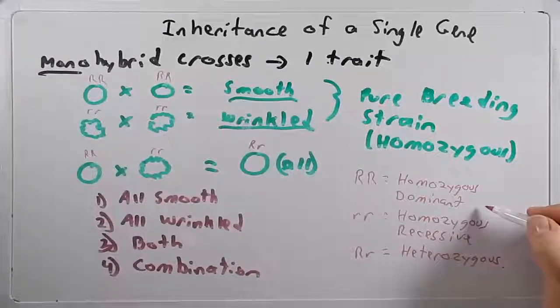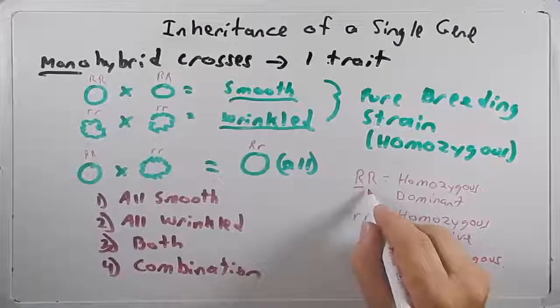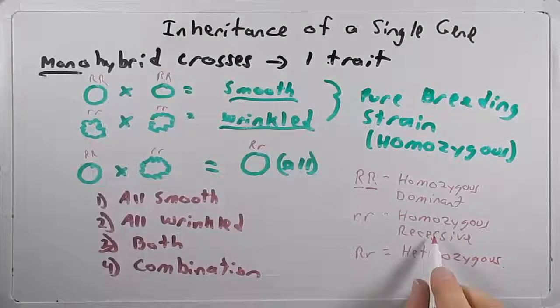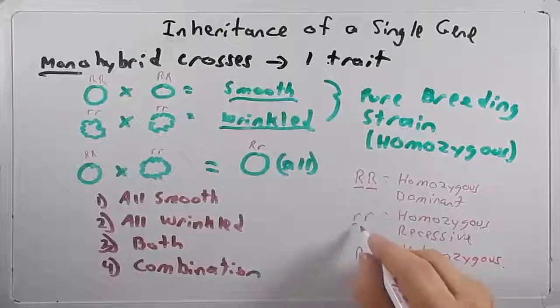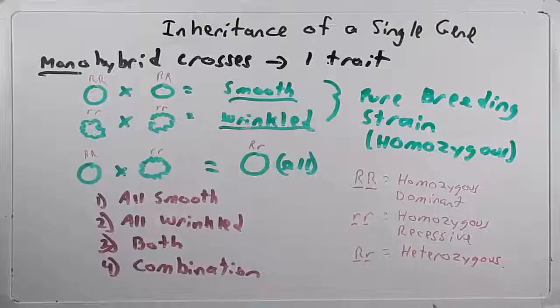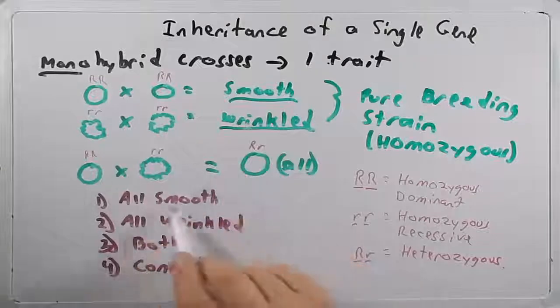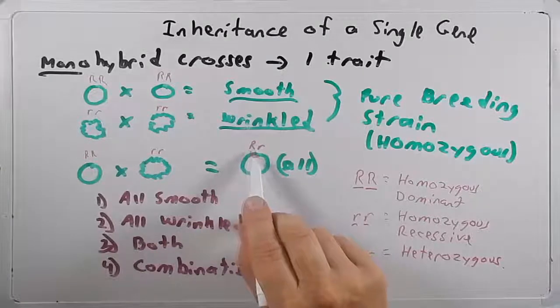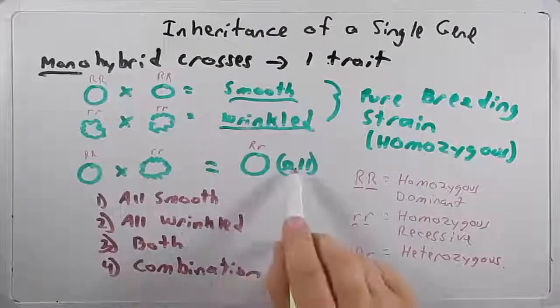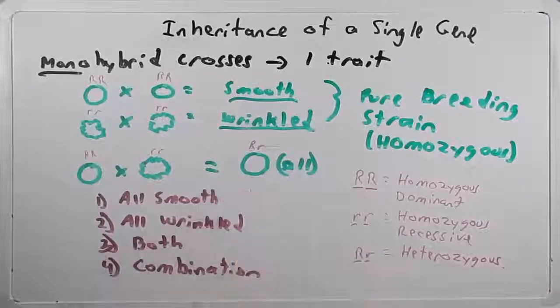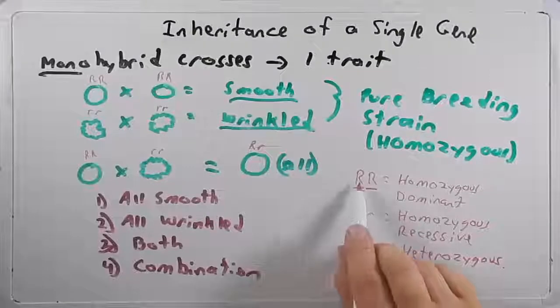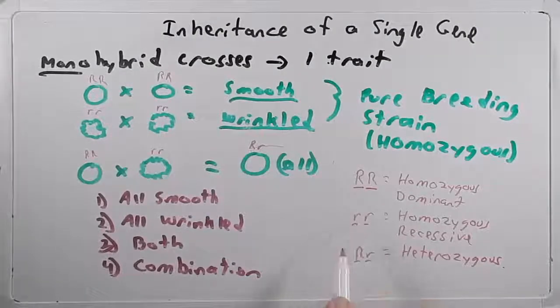Again, this is homozygous dominant because both of the alleles are big R. This is homozygous recessive because both of them are little r. This is heterozygous because it has one of each allele. One big R, one little r. We know that the big R is dominant because when we cross them together and we have a plant that has one big R, one little r, we see the phenotype of the big R, round. So we know that round, big R, is dominant to wrinkled, little r.